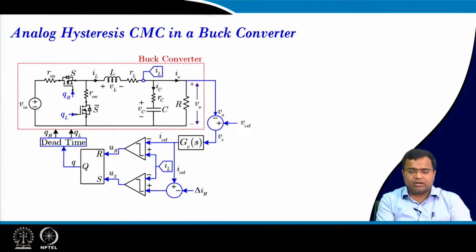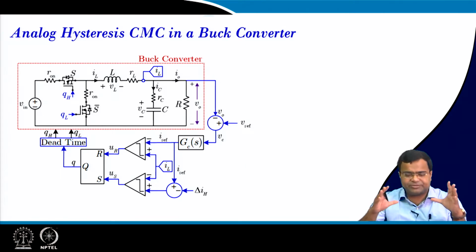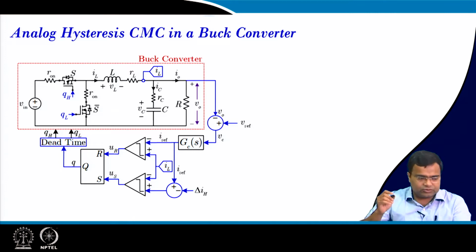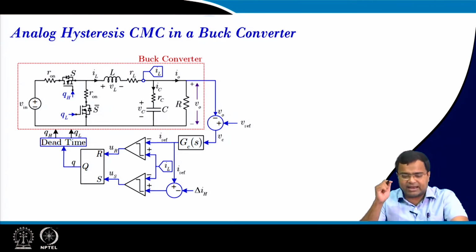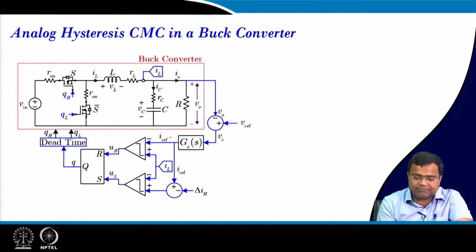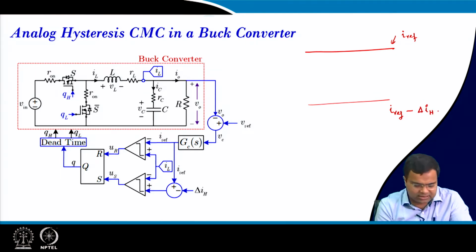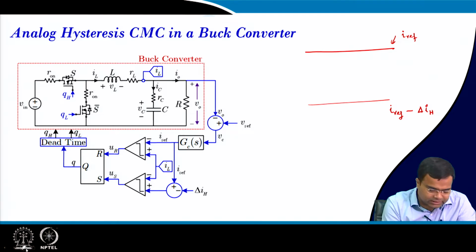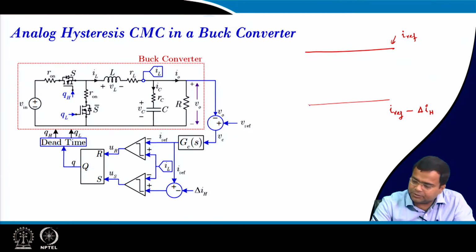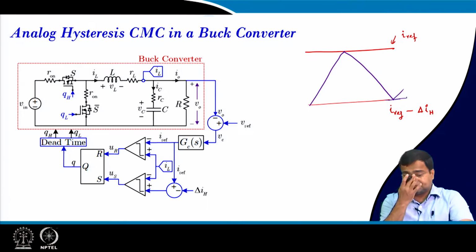We know about the analog hysteresis control, which we have discussed in sufficient detail. That means the inductor current should be retained within some peak and valley. In this case we are talking about the Iref and delta. If this is my Iref, and this will be my Iref minus delta IH, the inductor current will remain within this band like this, and it will accordingly generate the gate signal.